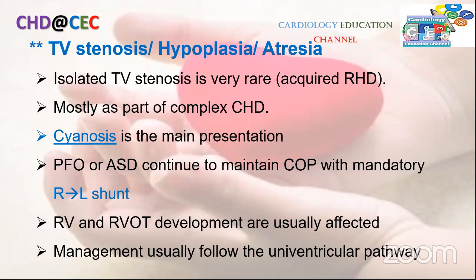Also, because of the flow theory during embryological life, if we have a problem at the tricuspid valve, the flow through the RV and the RVOT is affected, and their development is usually affected too.